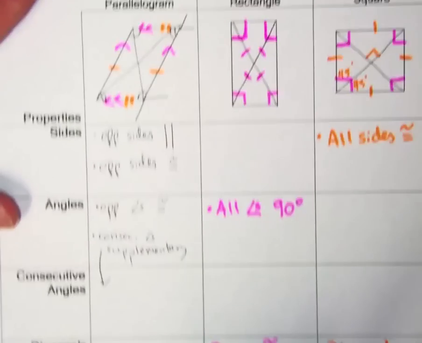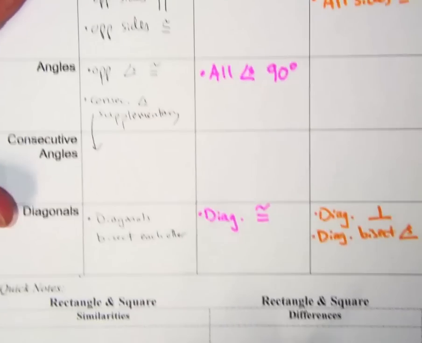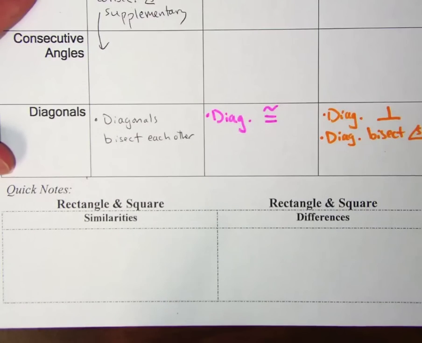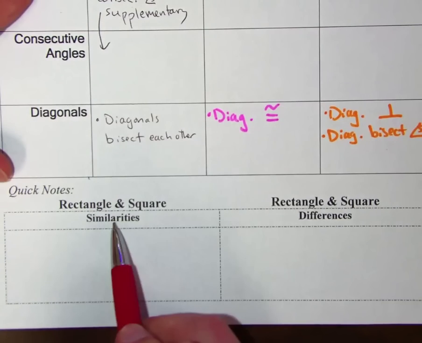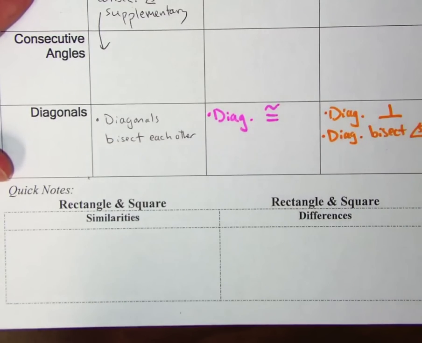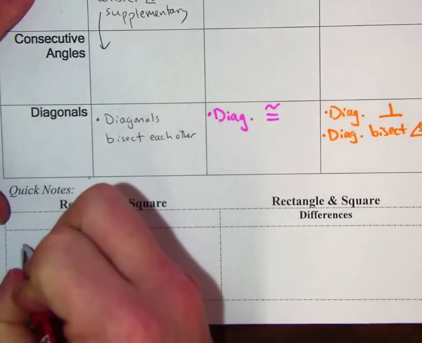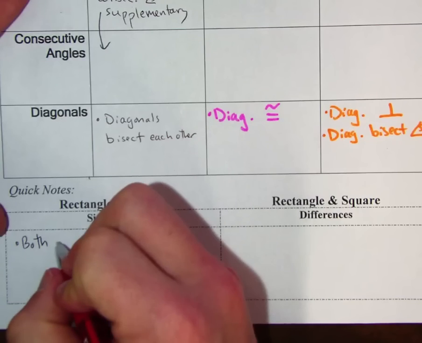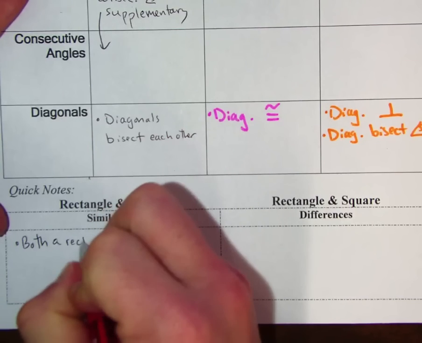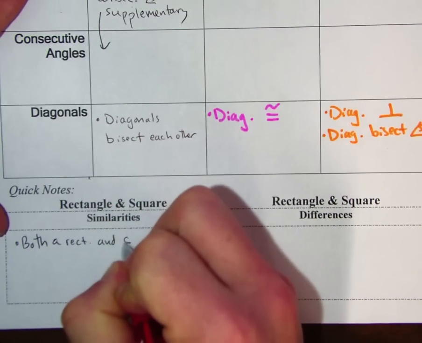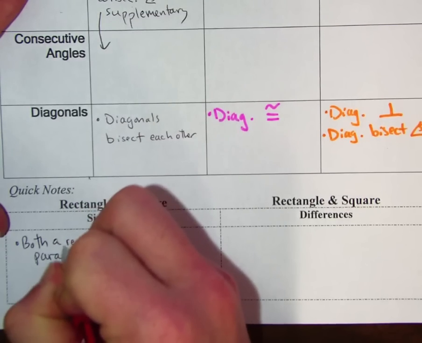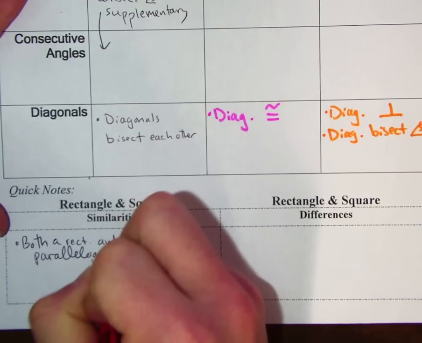So these highlights are the new things, and I just want to make sure we can understand the differences between rectangles and squares. The similarities first, though. What's similar about them? Well, both have all the rules of a parallelogram, so both a rectangle and square are parallelograms.